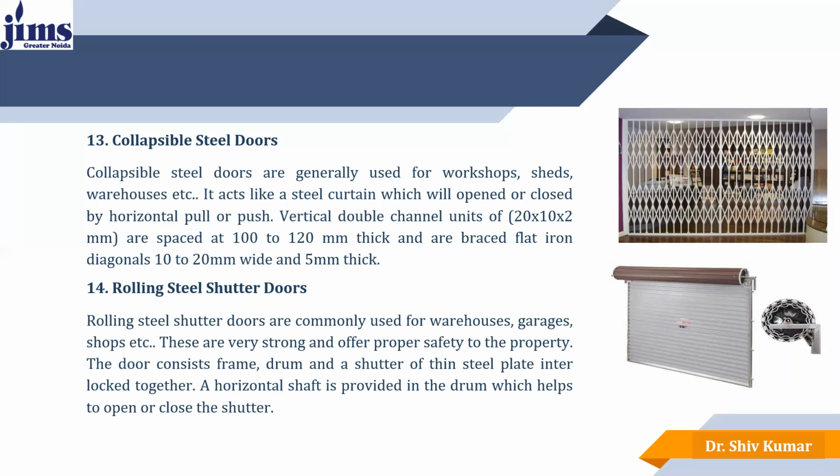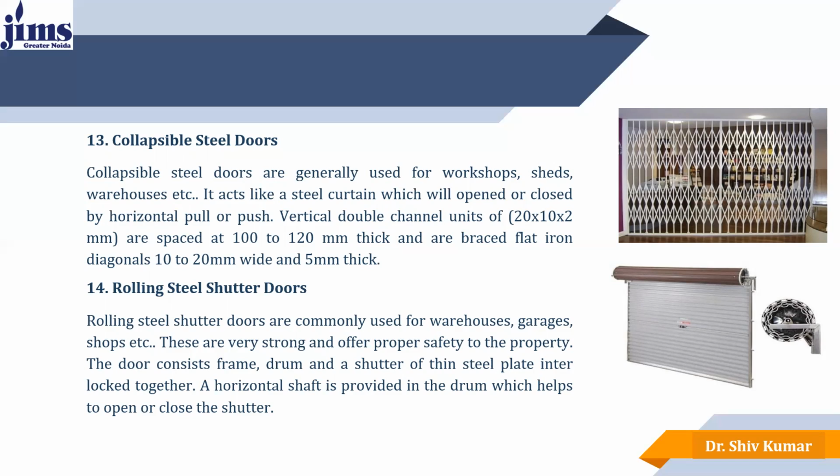Next, collapsible steel doors. Generally, it is called channeling. Collapsible steel doors are generally used in workshops, sheds, warehouses, and sometimes in the house also it has been provided. The vertical double channel unit is having the size of 20 by 10 by 2 mm, spaced at 10 to 100 mm thick and are braced with flat iron diagonals 10 to 20 mm wide and 5 mm thick.